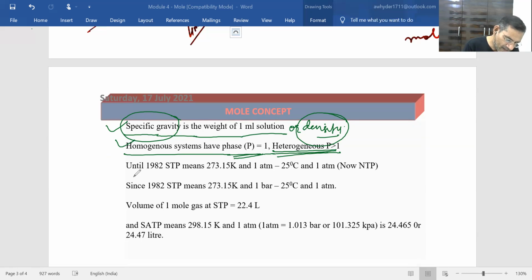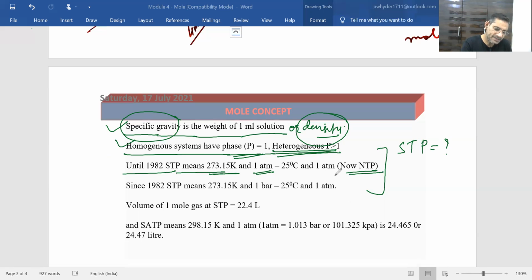So let's see. Until 1982, STP in the gaseous state of matter. What the meaning of STP is, that's very important. We should know what STP is. STP meant 273.15 Kelvin and one atmospheric pressure. Now that is NTP, and what STP was, 25 degrees centigrade and 1 atm. Until 1982, this was the STP. Now, after 1982, what is the meaning of STP? STP means 273.15 Kelvin, and the pressure won't be 1 atm, it will be 1 bar. And what NTP is? 25 degrees centigrade and 1 atm.